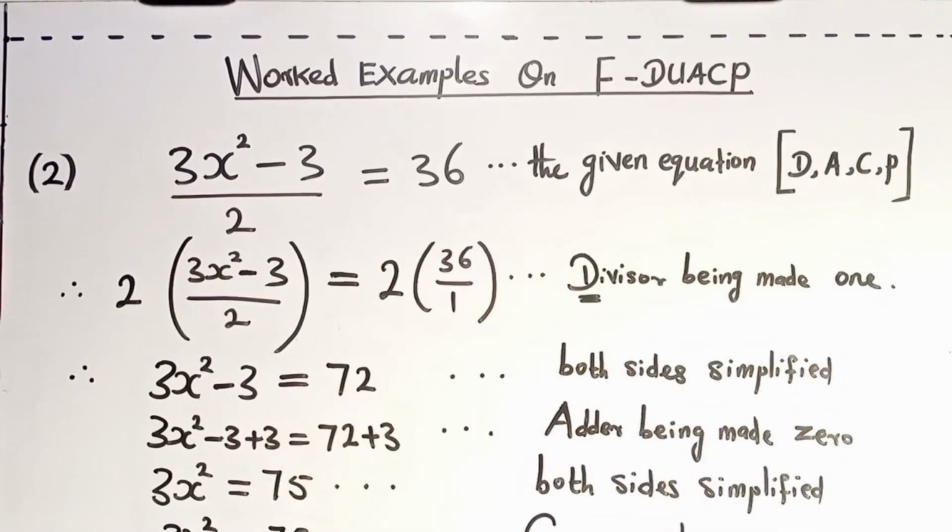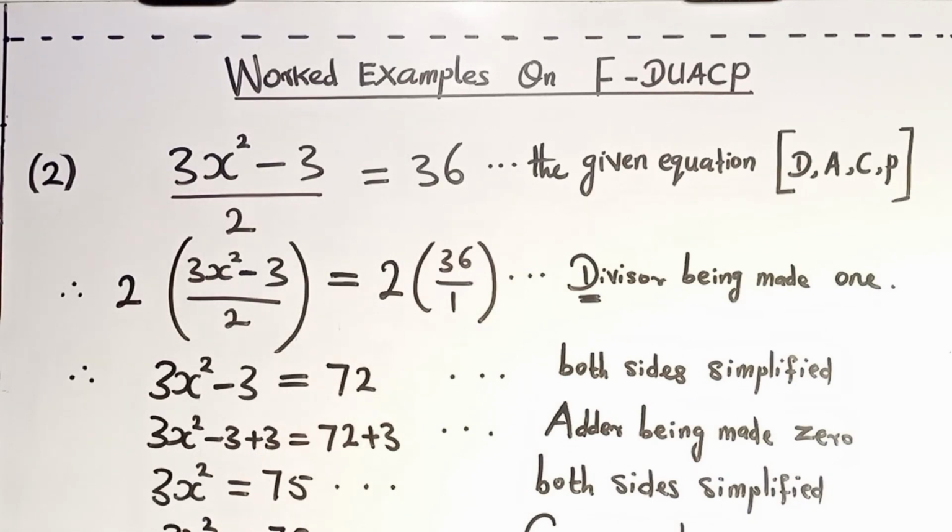Let's see an example on application of F-DWAP, the formula of precedence for solving ordinary algebraic equation. This example says 3x to the power 2 minus 3 all over 2 is equal to 36.